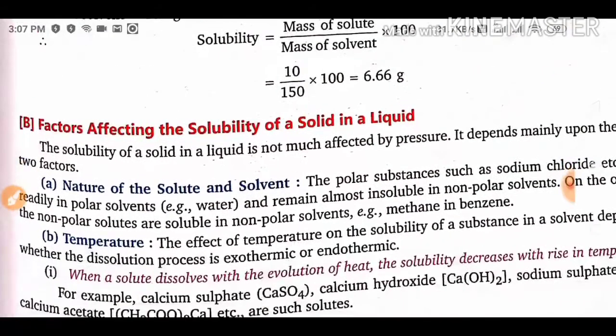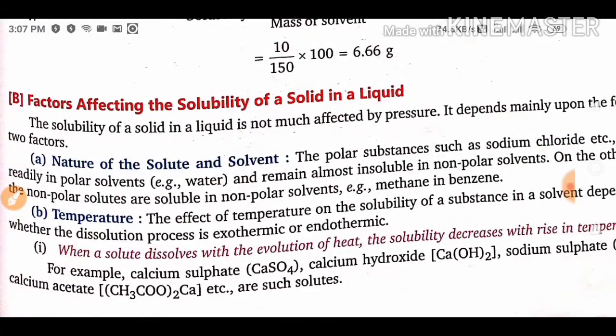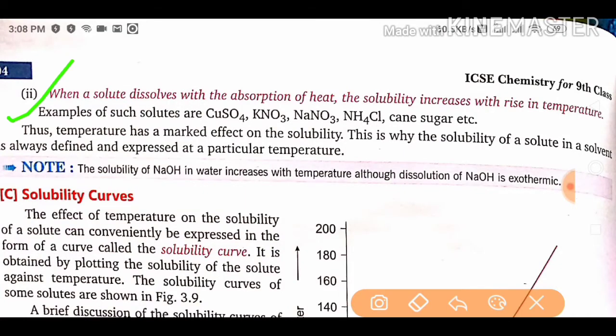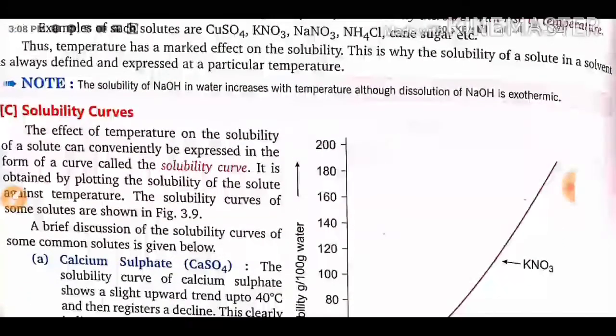There are some factors which affect the solubility of a solid in a liquid: the nature of the solute and solvent, and temperature also. Okay, these are simple terms, you have to read them and learn them. Now we move to the solubility curves.